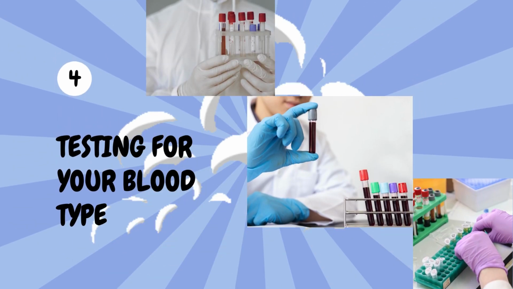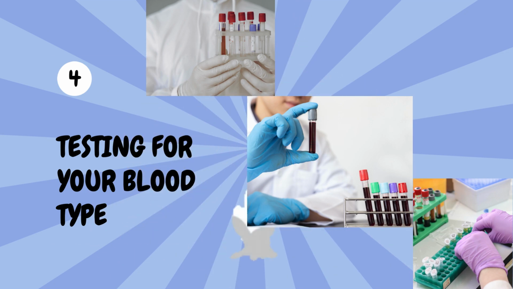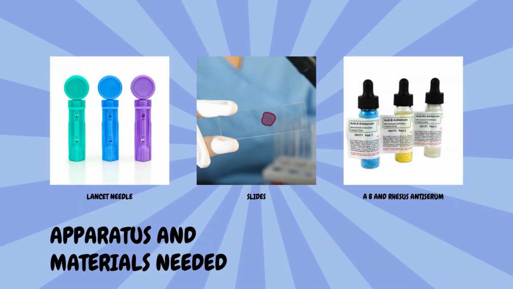Finally, we've come to the exciting part of the video, testing for your blood type. Okay, so the apparatus and materials needed for this experiment are the lancet needles. These are used to prick your finger. They're disposable, so as soon as you prick your finger, you throw them away for safety reasons. You also need glass slides. Glass slides are where you'll be placing the drops of blood after you prick your finger. And lastly, you'll need the A, B, and rhesus antiserum. You will be adding these three antiserums to the drops of blood on the slides.